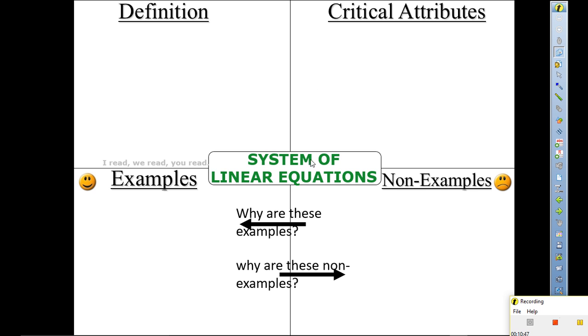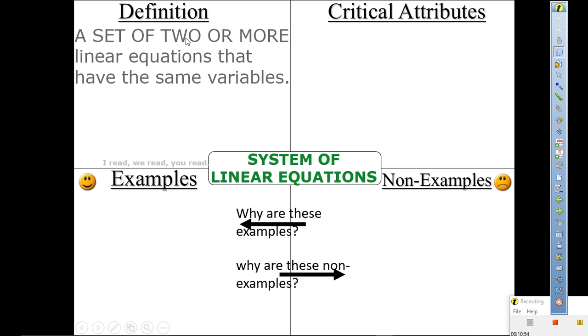Okay, let's see how close we came to that. Here goes. Definition. It should read the set of 2 or more linear equations that have the same variables. Hands up if you got that. Okay, not bad.